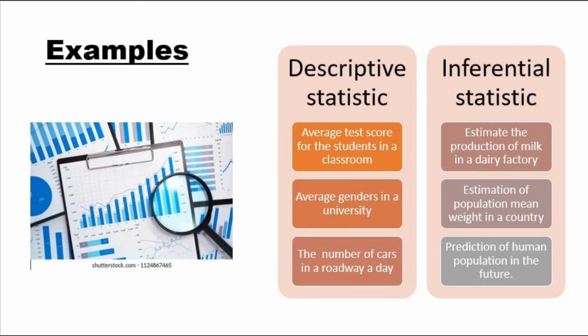The examples of descriptive statistics are the average test score for the students in a classroom, the average age in a university, and the number of cars on a roadway a day. While the examples of inferential statistics are estimating the production of milk in a dairy factory, the estimation of population mean weight, and the prediction of the human population in the future.